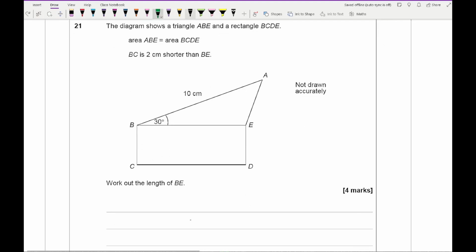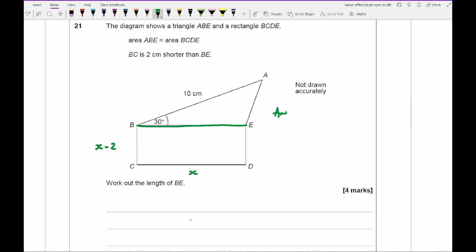So first of all, let's just quickly highlight what it is we actually need to work out. So what I wanted to work out is what this length here is going to be. Now if I call that length x, we know that the height of that rectangle is 2 centimeters shorter. So if the base is x, the height of that rectangle is going to be x minus 2.